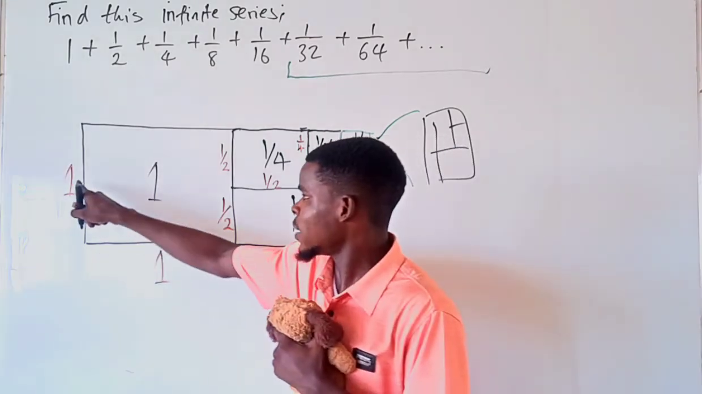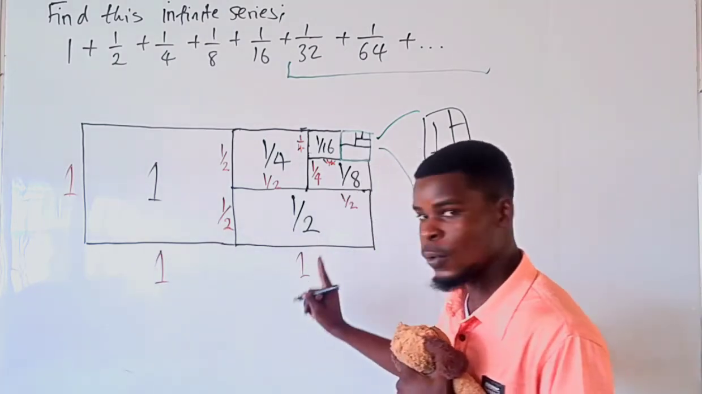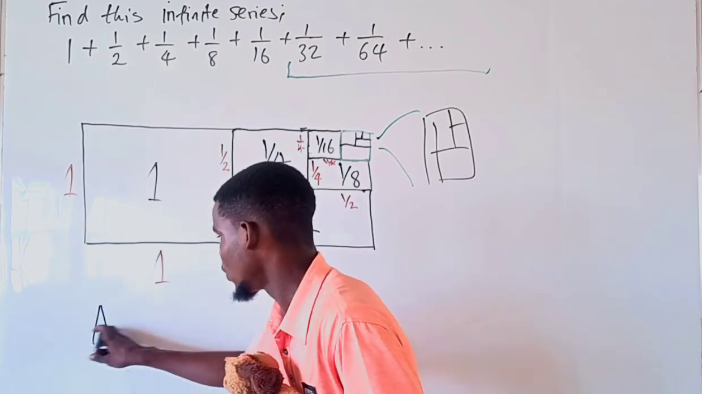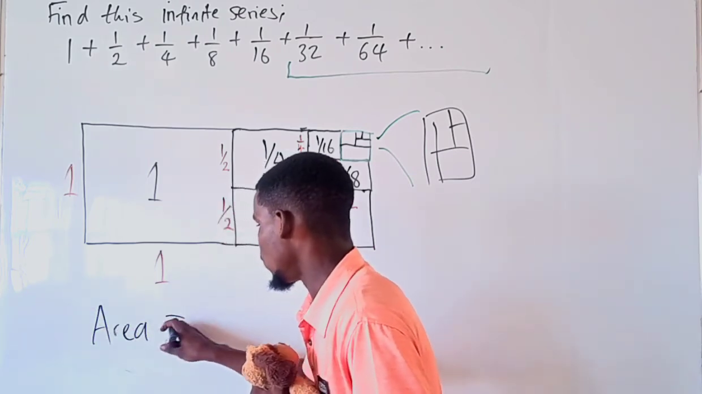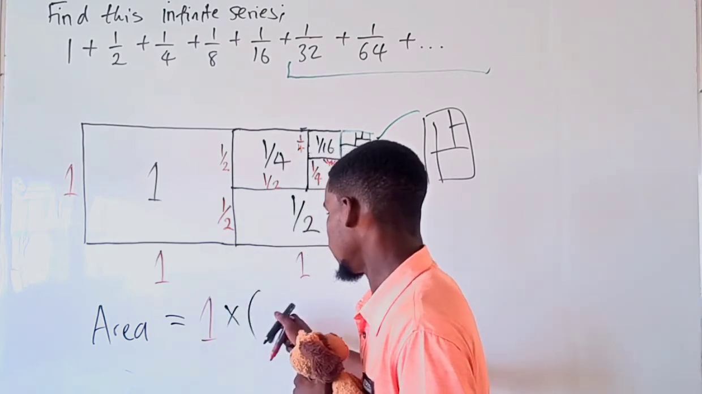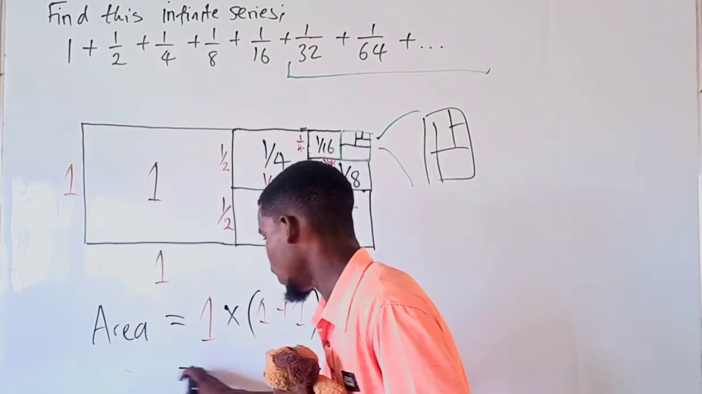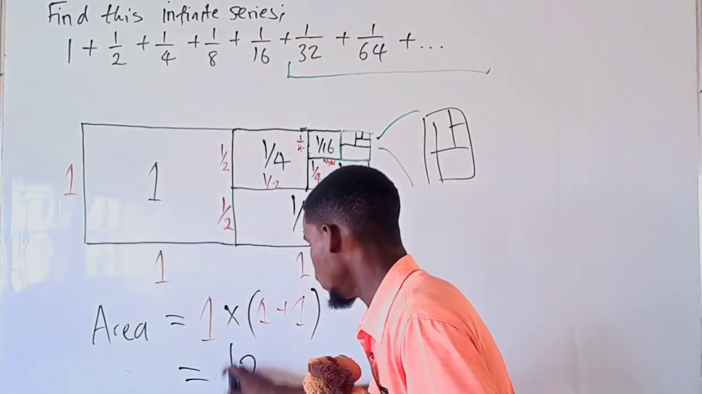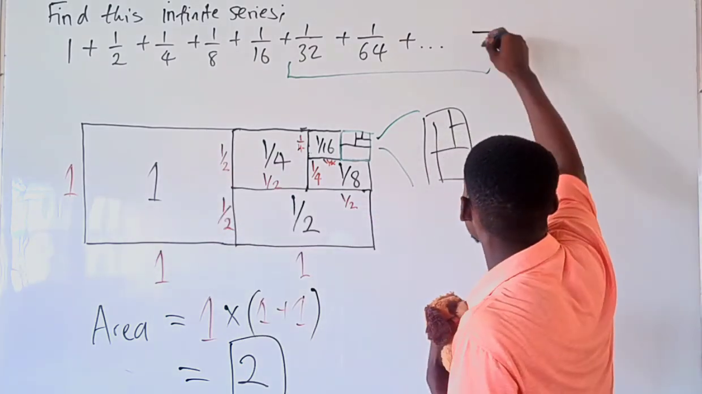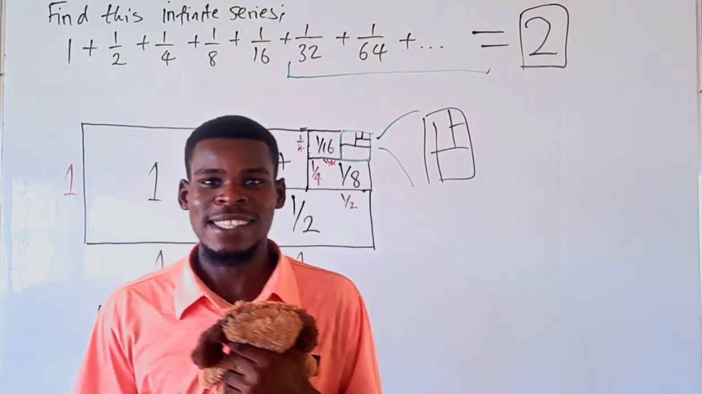Okay, so look at this. From here to here is 1, and from here to here is just 1 plus 1. So the area of the big rectangle is going to be 1 times (1 plus 1). And that will just give us 2. So this 2 right here, which is the area of the bigger rectangle, is the sum of the smaller rectangles. Okay, I hope this is helpful as well.